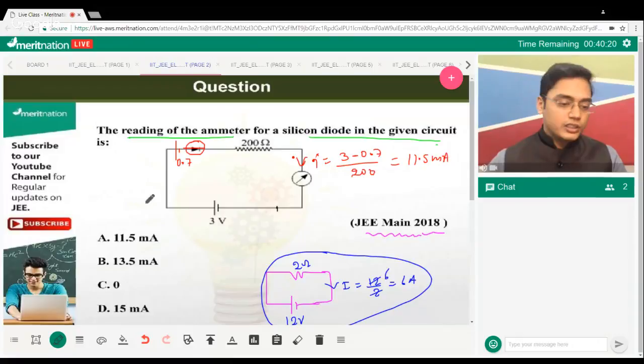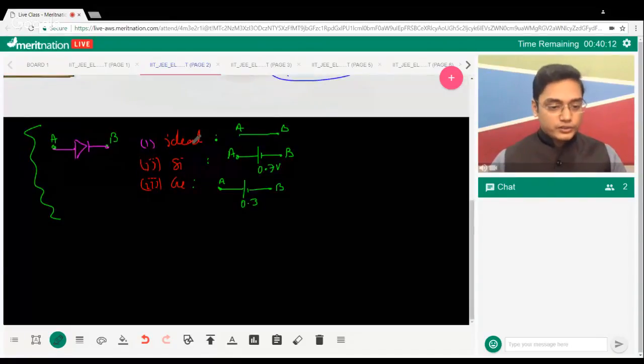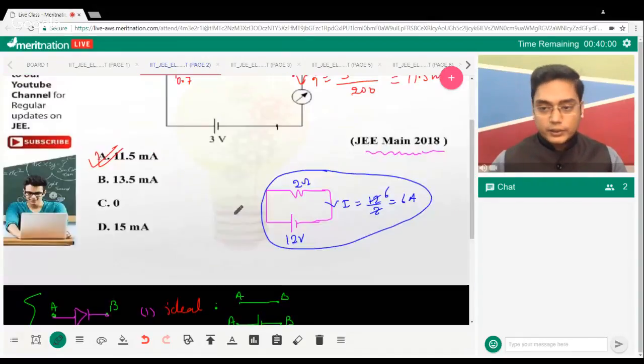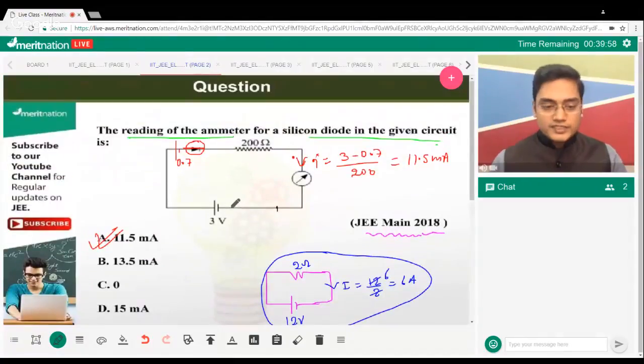I hope this is clear to everyone. Any doubt in this question, you can ask, because a question may be framed in any way. But what you have to consider is this: if the diode is ideal, replace it by a short circuit, a simple plain wire. If silicon diode, then 0.7 volt with the polarity this way only. And for germanium, 0.3 volt. The rest is only a circuit, and you can solve it. Is this clear to everyone?